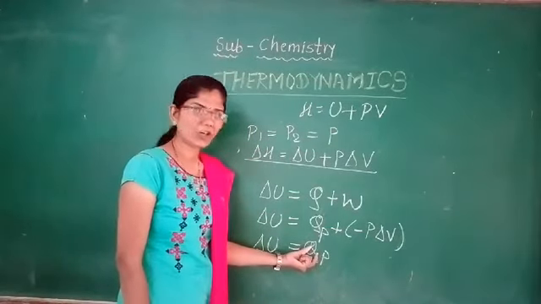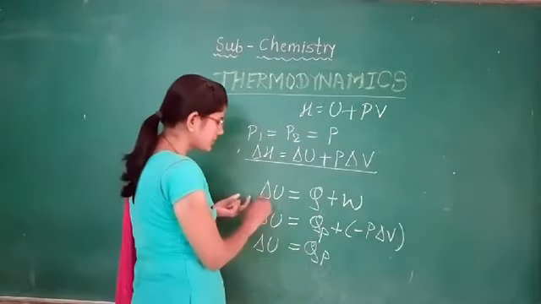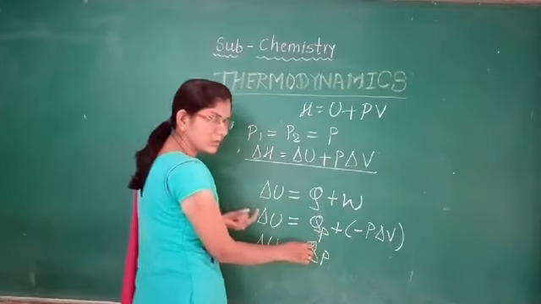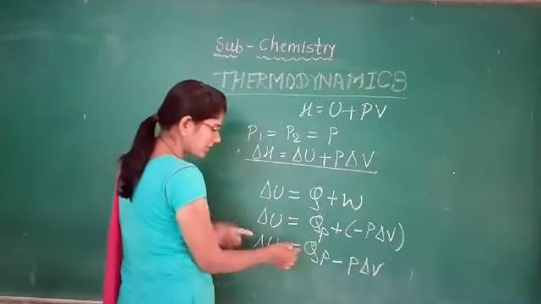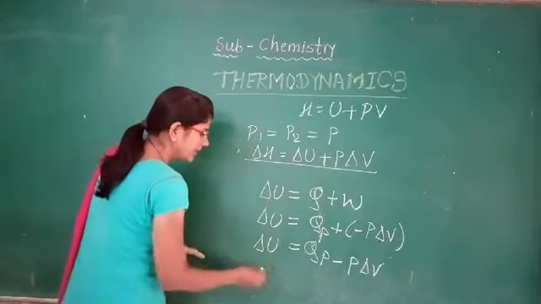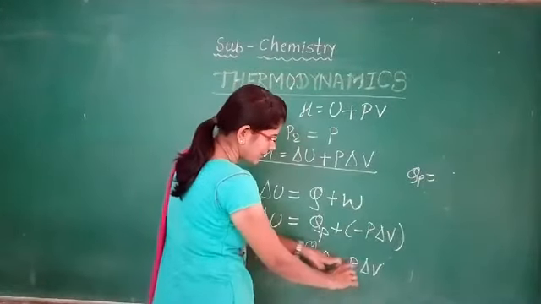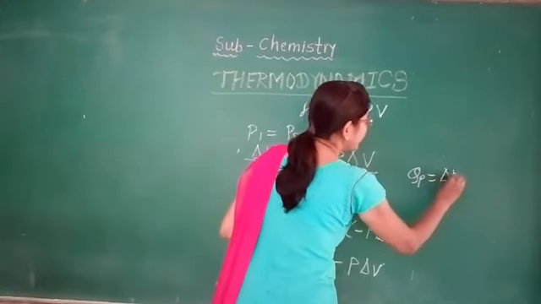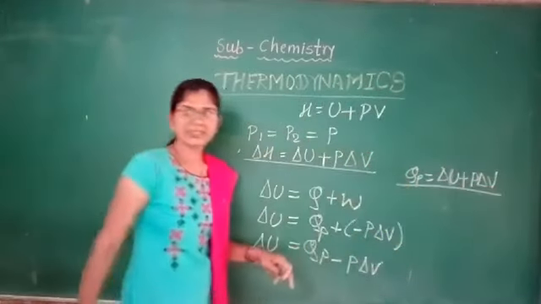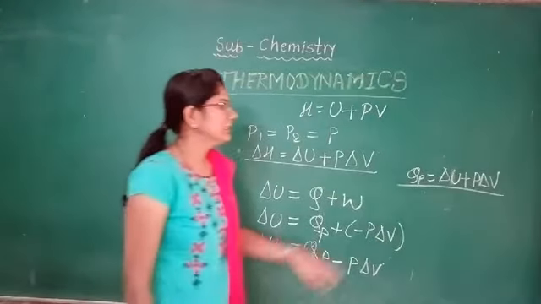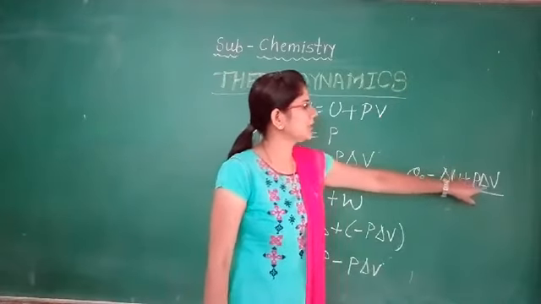QP is the heat content of the system at a constant pressure, because for the isobaric process, the first law of thermodynamics becomes delta U equals QP minus P delta V. Therefore if we write this expression for QP, then QP is equal to delta U plus P delta V. Therefore, from the first law of thermodynamics, QP, the heat content of the system, is equal to delta U plus P delta V.